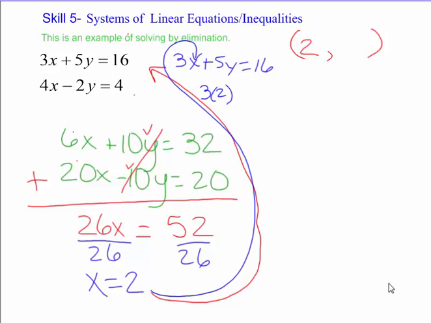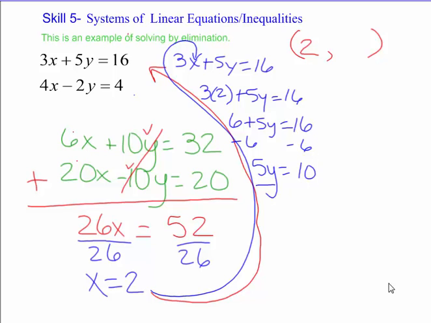So 3 times 2 plus 5y is going to be 16, and now I'm going to work this out. 3 times 2 is 6, plus 5y is 16. Subtract the 6 from each side. I have 5y equals positive 10, and I divide both sides by 5, and I get my y is 2. Wow, that's a pretty convenient solution. So my y value is going to be 2. So I think my ordered pair, or the point where they cross, is (2, 2).